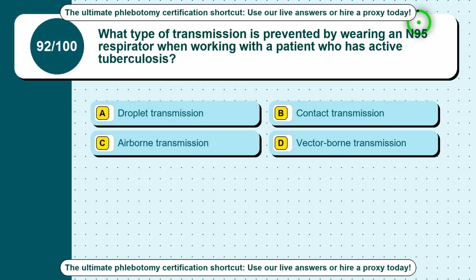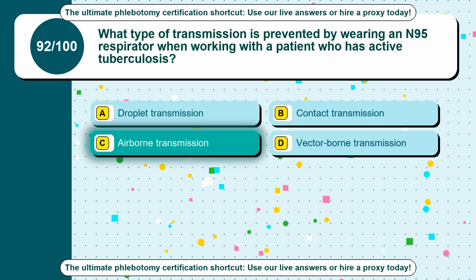Question 92. What type of transmission is prevented by wearing an N95 respirator when working with a patient who has active tuberculosis? Option A. Droplet transmission. Option B. Contact transmission. Option C. Airborne transmission. Option D. Vector-borne transmission. The correct answer is option C.